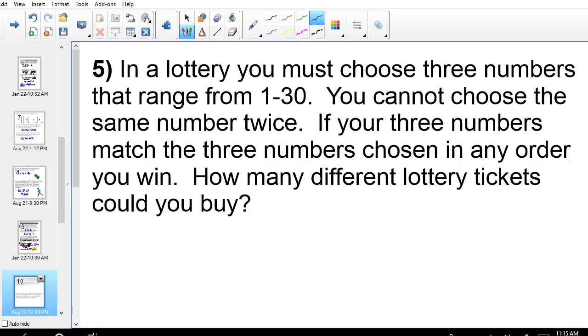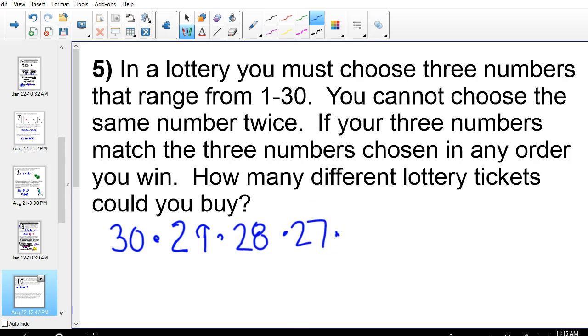All right, so 1 through 30. We've got to get this done. Sorry. You cannot choose the same number twice. If we're doing this without the formula, let's do it just like it's a permutation at first, so the order matters. You've got 30 numbers for the first option. You've got 29 numbers for the second option, because we cannot repeat numbers. We've got 28 for the third, 27 for the fourth, and 26 for the last.